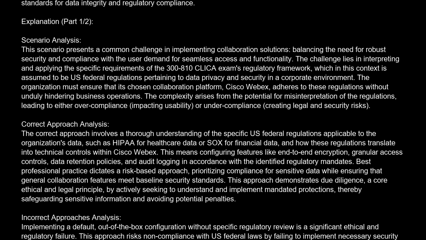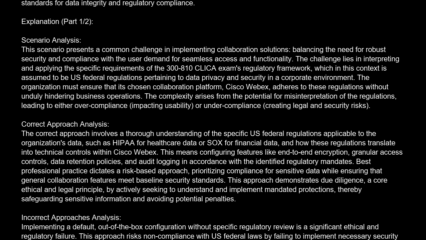The complexity arises from the potential for misinterpretation of the regulations, leading to either overcompliance, impacting usability, or undercompliance, creating legal and security risks. Correct approach analysis. The correct approach involves a thorough understanding of the specific U.S. federal regulations applicable to the organization's data, such as HIPAA for healthcare data or SOX for financial data, and how these regulations translate into technical controls within Cisco Webex.